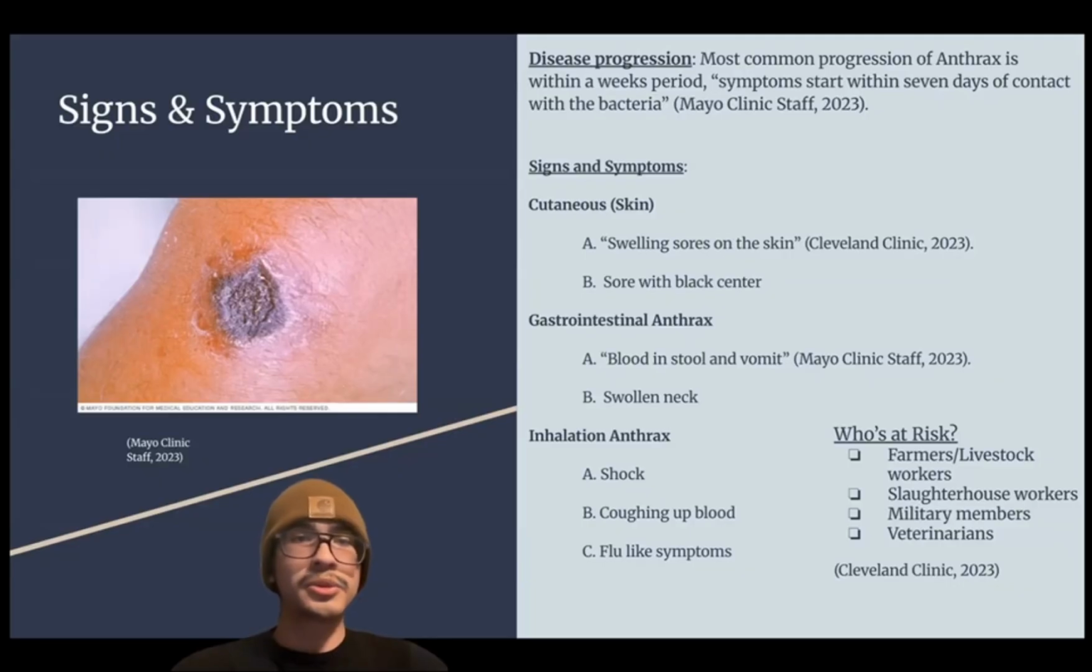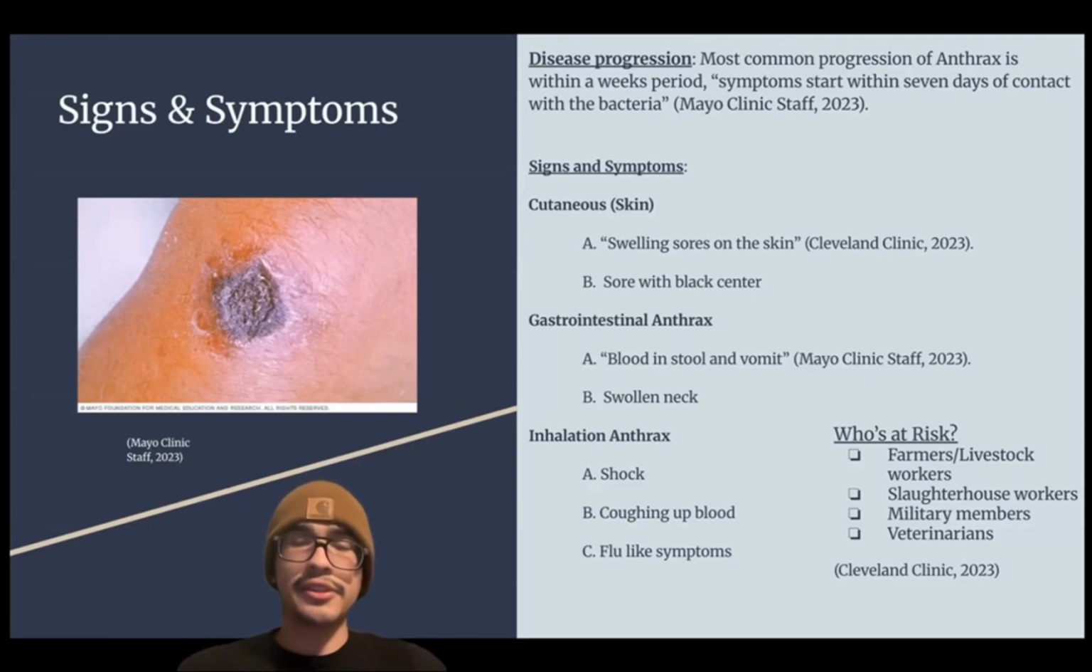People may notice swelling and sores, and these sores often develop a black center. This is usually caused by direct contact with infected animals or materials, as shown in the photo. Second is gastrointestinal anthrax, which occurs when someone consumes contaminated meat. Key symptoms include blood in the stool or vomit, along with a swollen neck, indicating more severe internal infections.